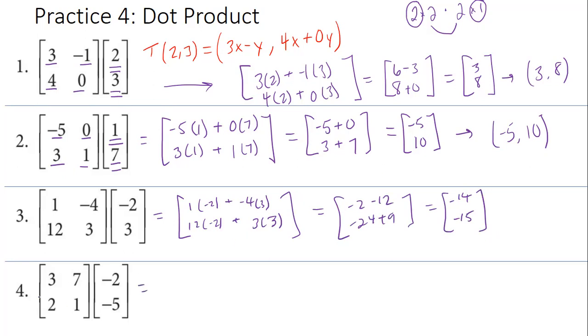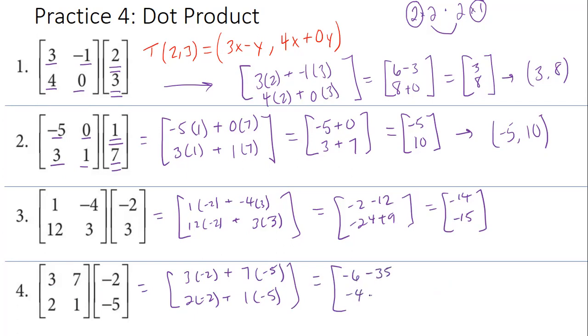All right. So last one, we have 3 times negative 2 plus 7 times negative 5. Then we had 2 times negative 2 plus 1 times negative 5. How did we do? Good. So that gives us negative 6 minus 35, negative 4 minus 5, and we ended up with negative 41 and negative 9. Easy? Doable? Yes.